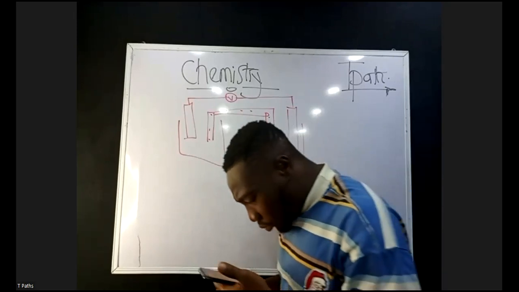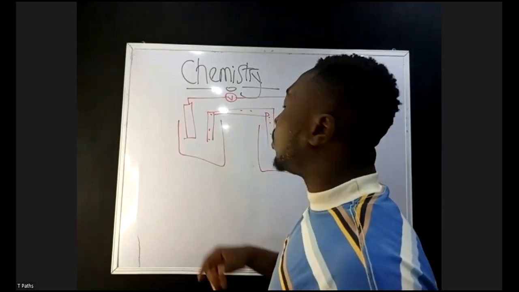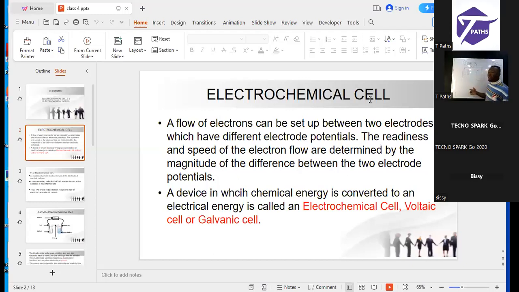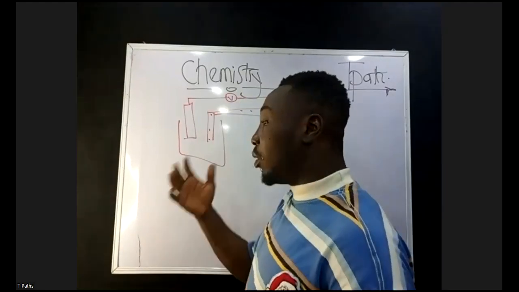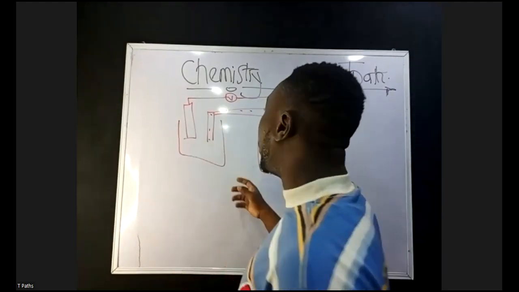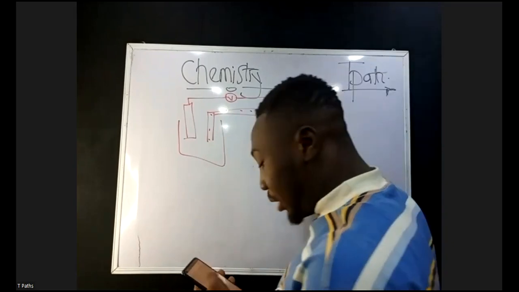Now, the electrochemical cell does one thing: it converts chemical energy to electrical energy. It can also be called a galvanic cell or voltaic cell. The flow of electrons determines where they are coming from and where they are going to. Those are the things we need to note in this part of the topic.